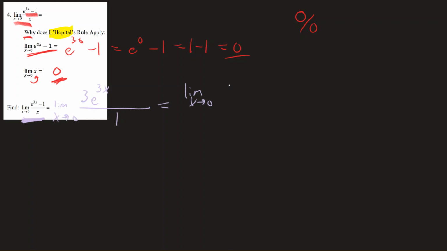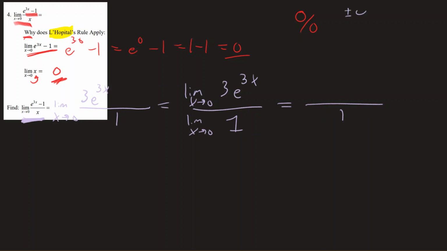the limit as x approaches 0 of 3 e to the 3x over the limit as x approaches 0 of 1. So the denominator has nowhere to plug it into, so that just goes to 1. Occasionally you have to use L'Hopital's rule more than once, but I can already tell that I'm not going to have to, because this isn't going to be indeterminate form.